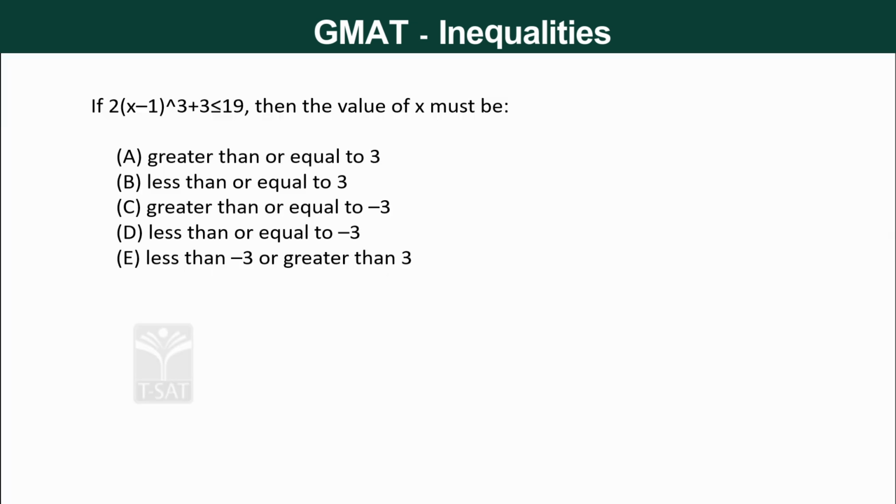Let's look at the next question. If 2 into (x minus 1) whole to the power of 3 plus 3 is less than or equal to 19, then the value of x must be... okay, they are telling us 2 into (x minus 1) whole raised to 3 plus 3 is less than or equal to 19, then what is the value of x?